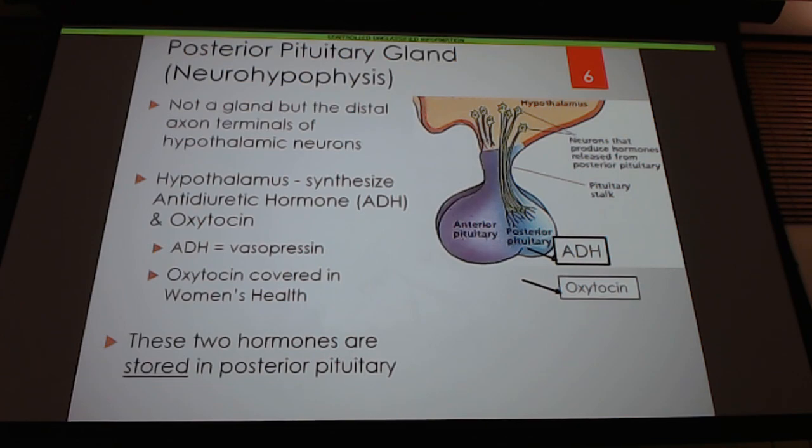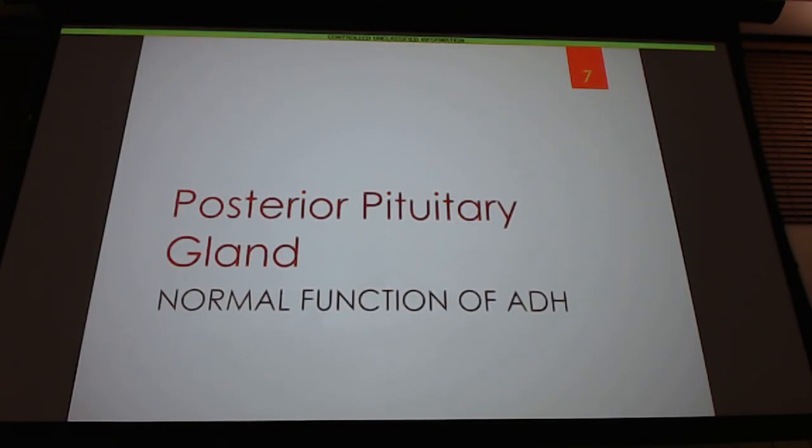This is probably my favorite picture because it really shows how much bigger and more functioning the anterior pituitary gland is. And then again, that the hypothalamus neurons just end in the end of the posterior pituitary. So they're stored and then released on demand. That's it for anatomy. Okay, real short and simple. So let's go on to function.